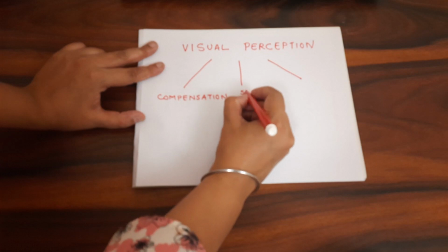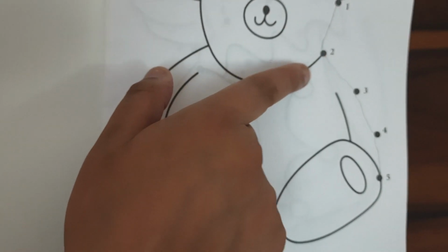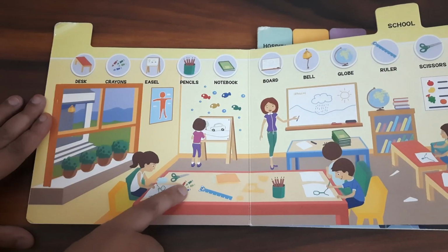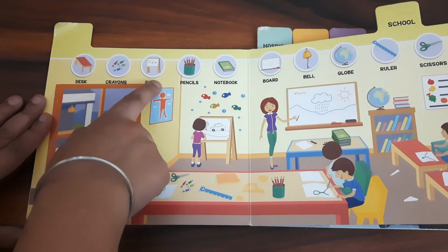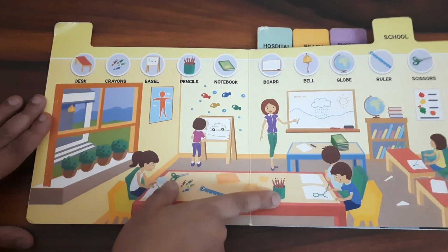Specific activities that you can use regarding visual perception are dot-to-dot activities, trying to make them practice more of hidden object games. So hidden objects in a picture or trying to search items in a room.